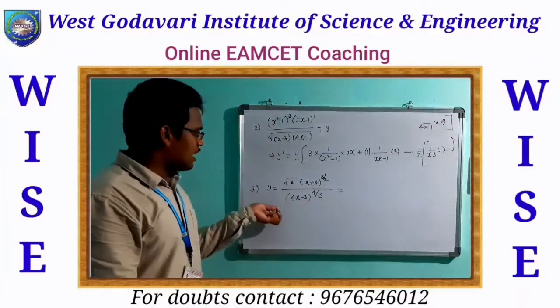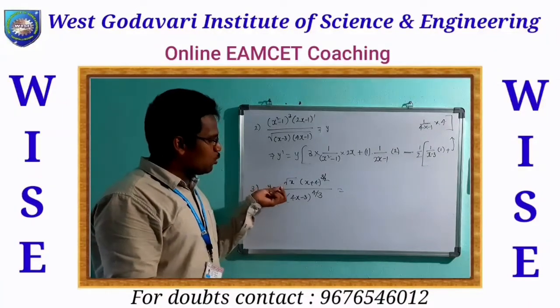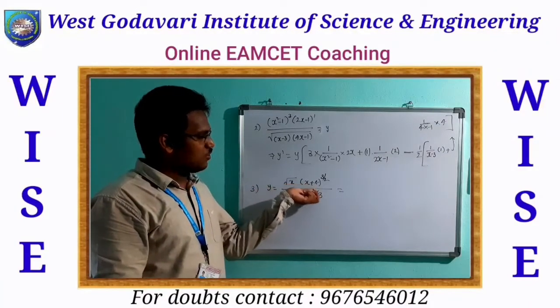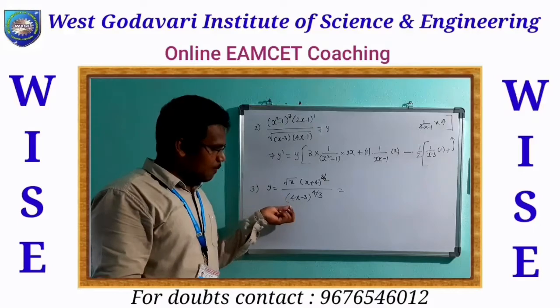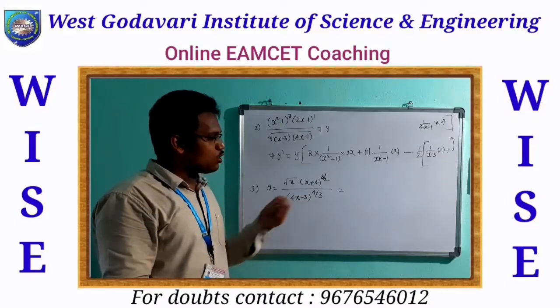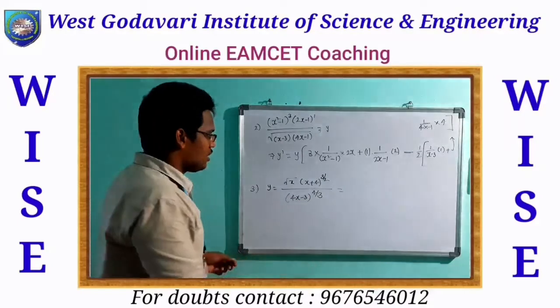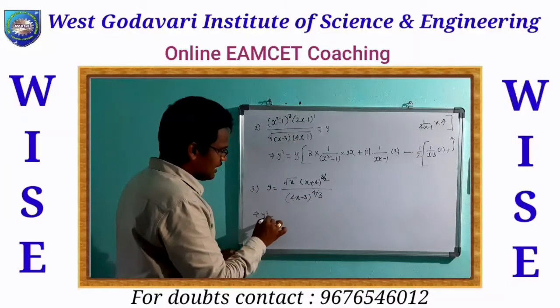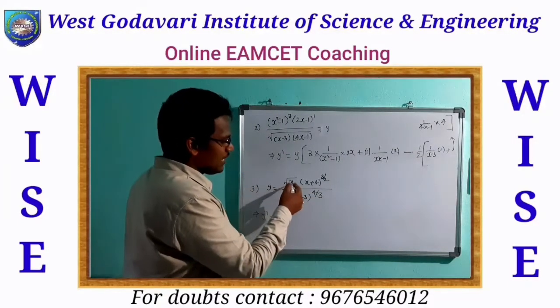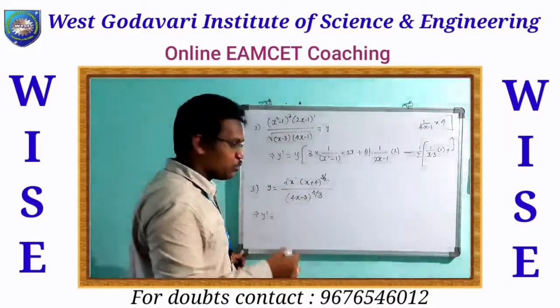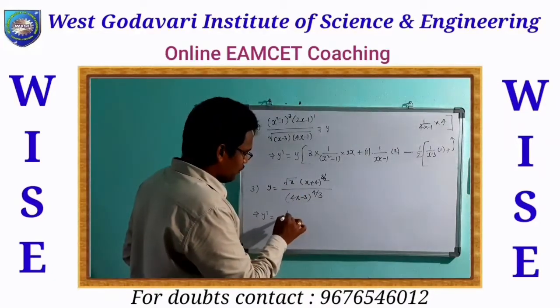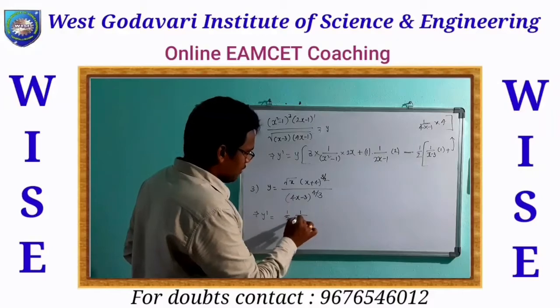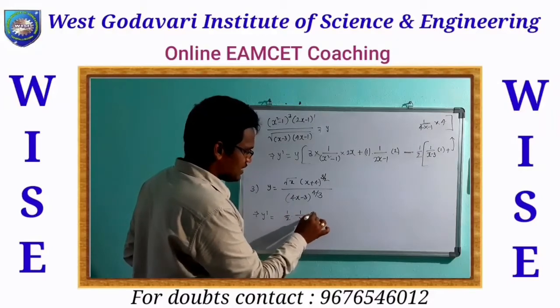Now go to another question. y is equal to root x into (x plus 4) whole to the power of 3 by 2 upon (4x minus 3) whole to the power of 4 by 3. Here also same process, that is y dash is equal to y into, root x. Root x means x to the power of 1 by 2. So 1 by 2 is the coefficient term into 1 by x, differentiation of x is 1.